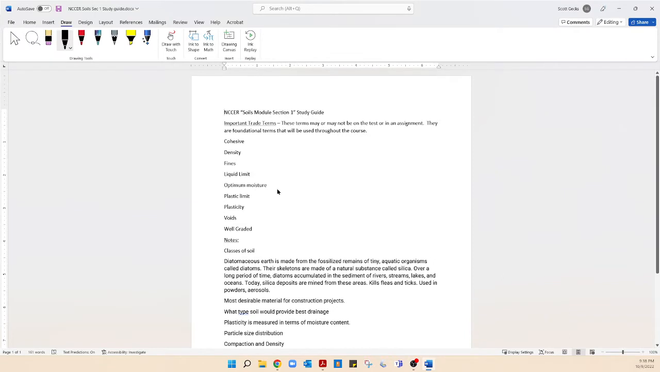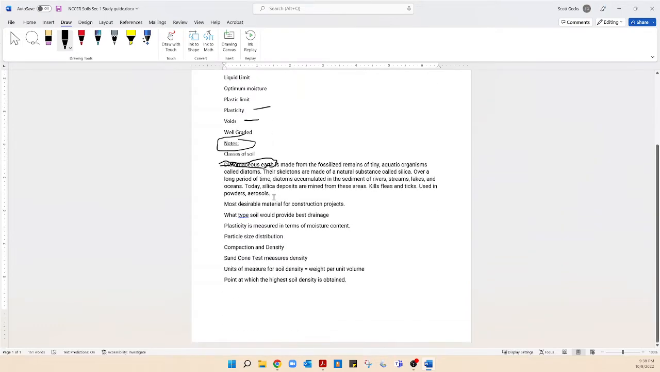Let's see, that's voids, elasticity. Made some notes. Now this word right here, diatomaceous earth, is powdery stuff that gets rid of fleas and ticks if you spread it in your yard. It's in the module, and it's certainly not on the test, but I thought I'd stick it in there since it is included in the module. And move it on.